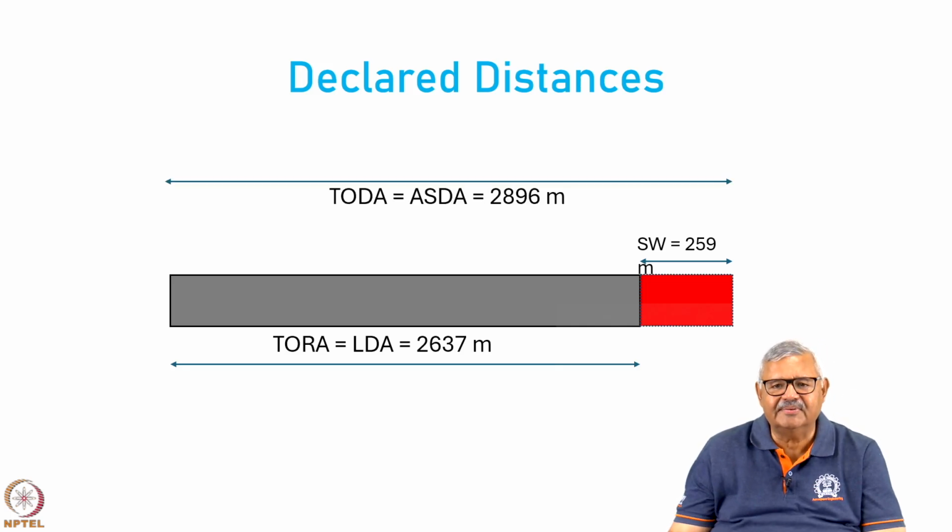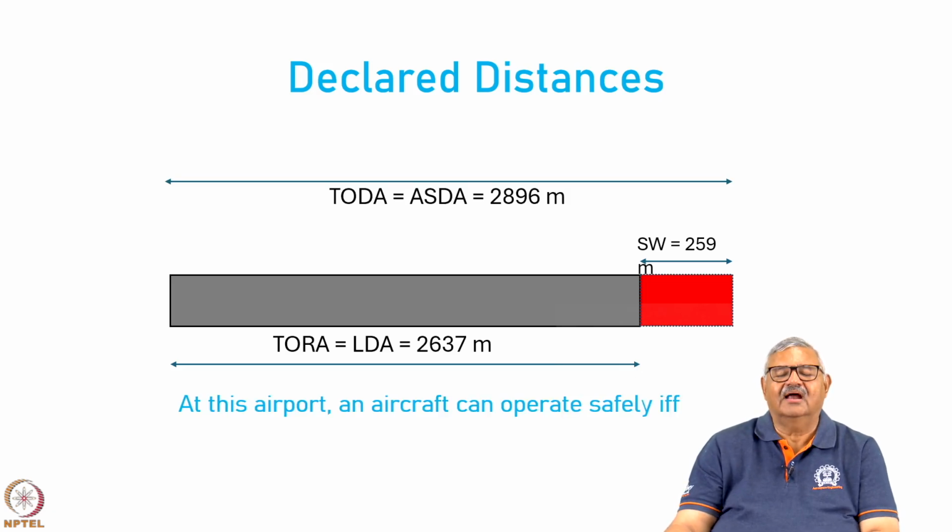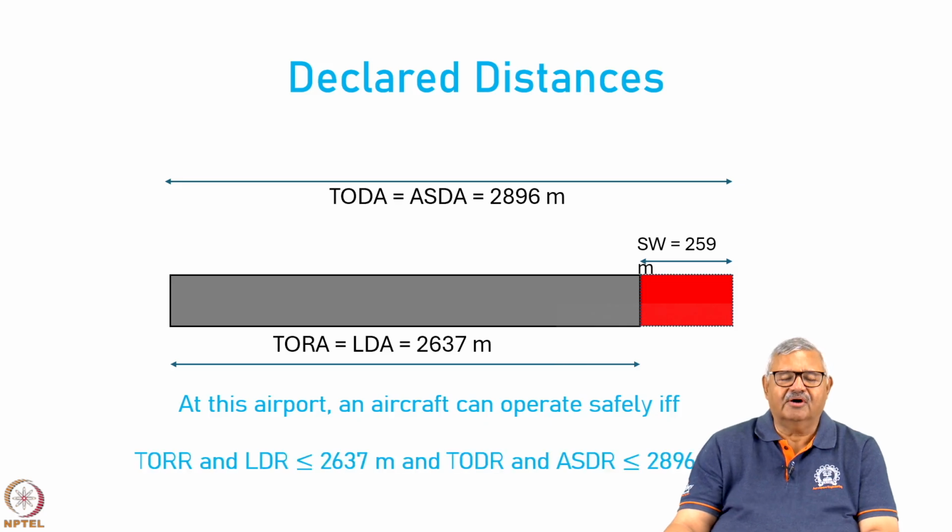Now, how does it help us? It helps us in the following manner. An aircraft at this airport can only be allowed to operate if the takeoff run required and the landing distance required are less than 2637 meters, and the takeoff distance required and the ASD required will be less than 2896 meters. Only in that case we will allow the aircraft to operate from this particular airport.